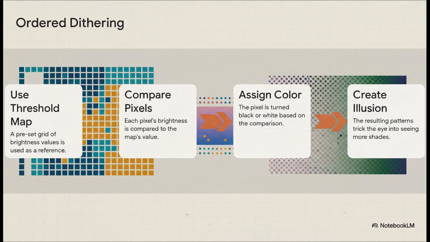And the way it works can be pretty simple, actually. A common method, called ordered dithering, uses a little grid of numbers, a threshold map. The computer looks at a pixel, compares its brightness to the map, and decides, okay, should this be black or white? The result is this pattern that, when you step back, your brain just goes, yep, that's gray.